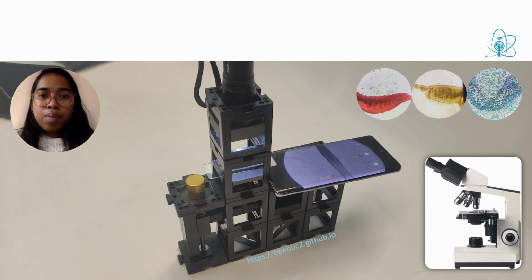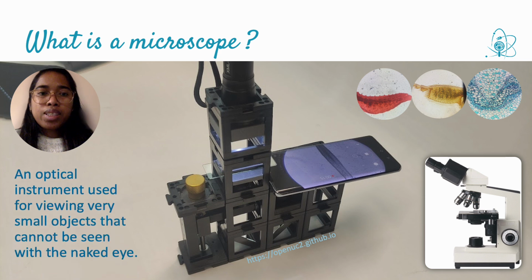So, a microscope is an optical instrument that can enable the viewing of very small objects that cannot be seen with our naked eyes. There are different types of microscopes. Light microscopes use light and electron microscopes use electrons to image. Here we are in the realm of light microscopy.